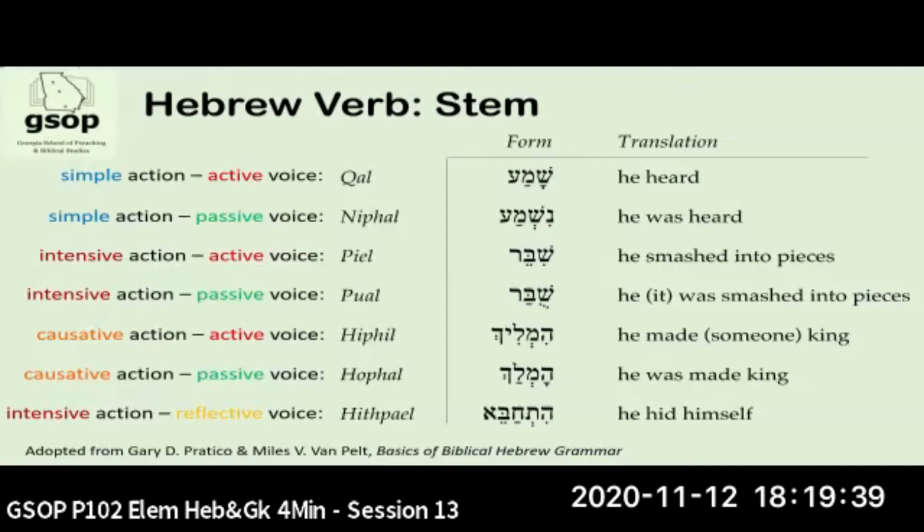And so tonight we're going to look at the intensive action with the Piel active voice and the passive voice. So both are intensive action. Next week, we'll look at the causative action and the Hiphil. I may go ahead and throw in, and I probably will because it's not that difficult, causative action for the passive voice, the Hophal. And the only thing we will not have really spent time on is the reflective one, the Hithpael, but that's okay. Well, 6 out of 7 is pretty good, I think, for this class.